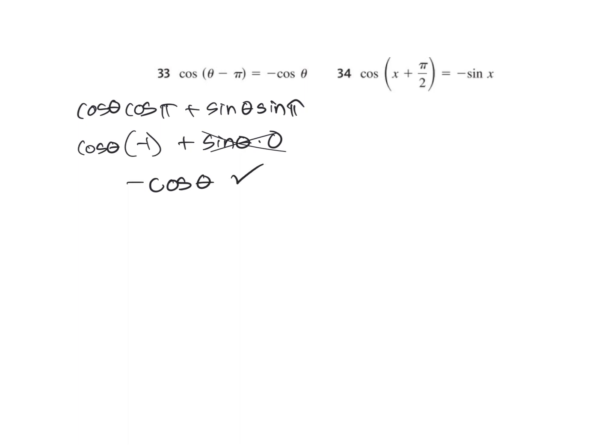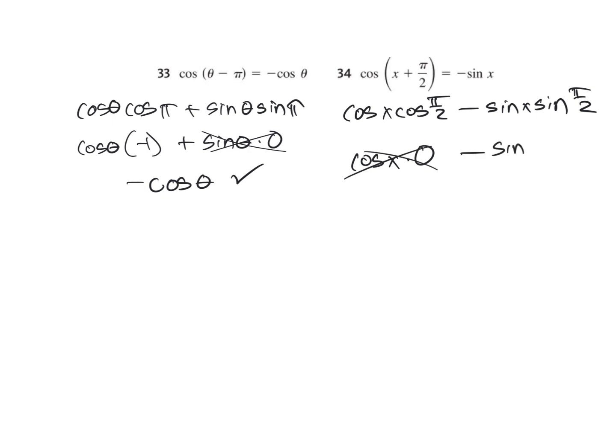Check. Now the addition of cosine is going to be cosine of x cosine of pi over 2 minus sine of x sine of pi over 2. So we don't know the cosine of x, but the cosine at pi over 2 is 0. So that's gone. And we don't know the sine of x, and the sine of pi over 2 is 1. So this is negative sine of x. Check.